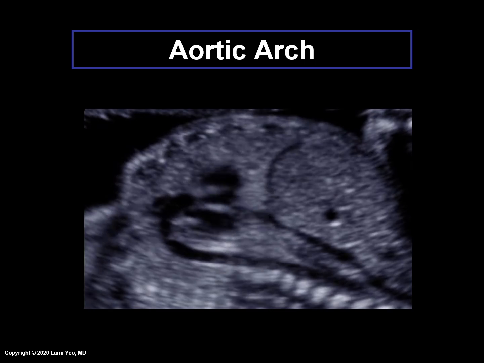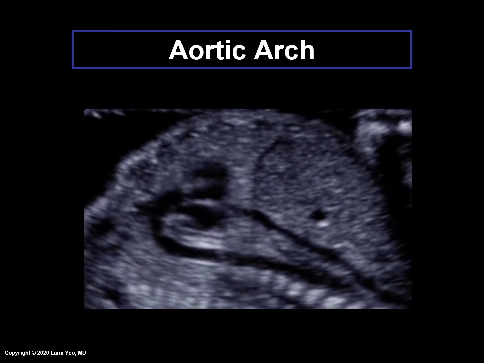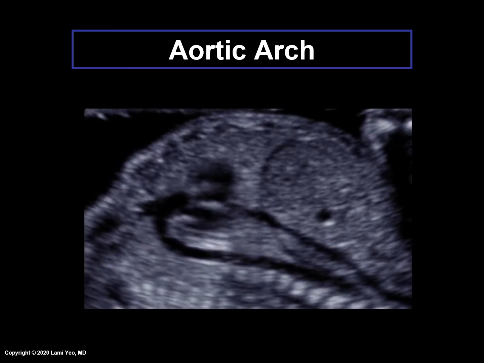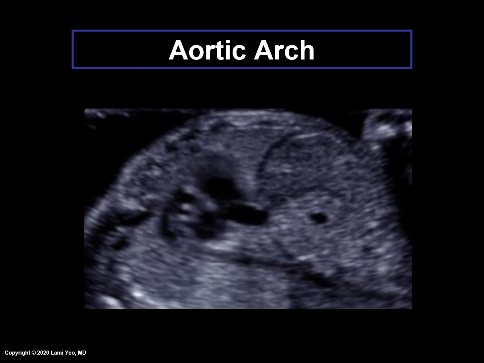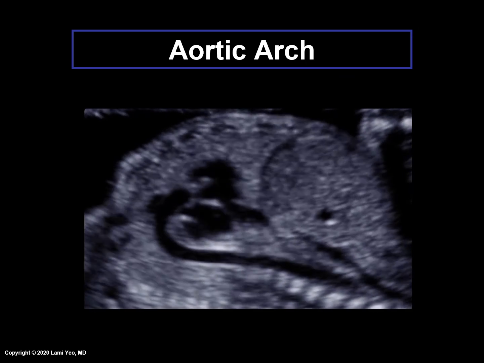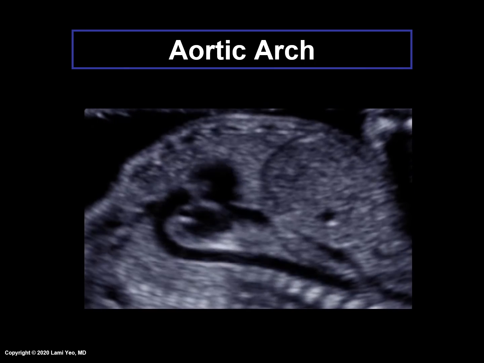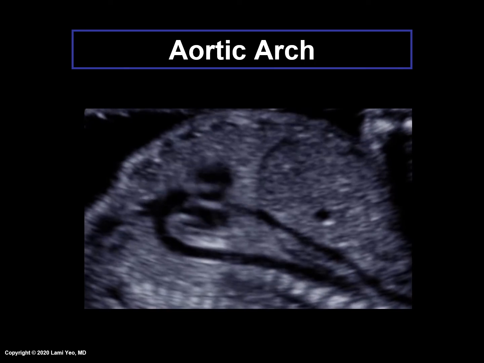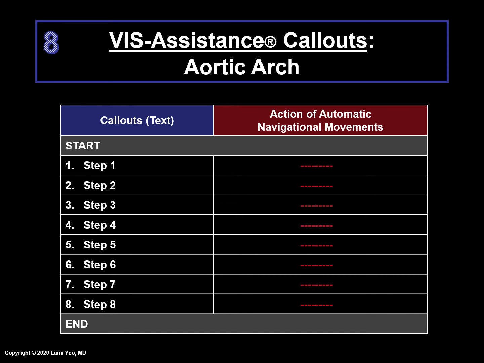The goal for the aortic arch VISA is to demonstrate the ascending aorta, transverse aortic arch, and descending aorta. Remember that the aortic arch gives rise to 3 arterial branches, the brachiocephalic or innominate, left common carotid, and the left subclavian arteries. There are 8 generalized callouts for this VISA video clip and are labeled Step 1 through Step 8.